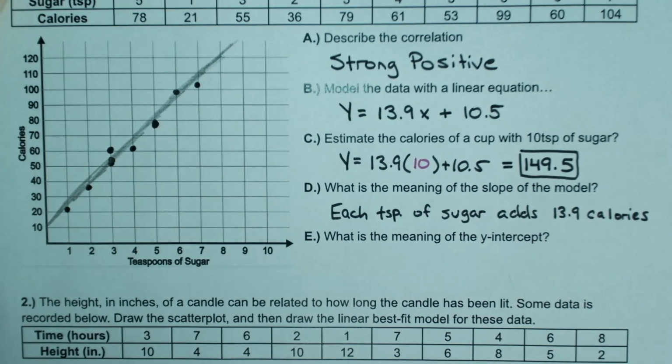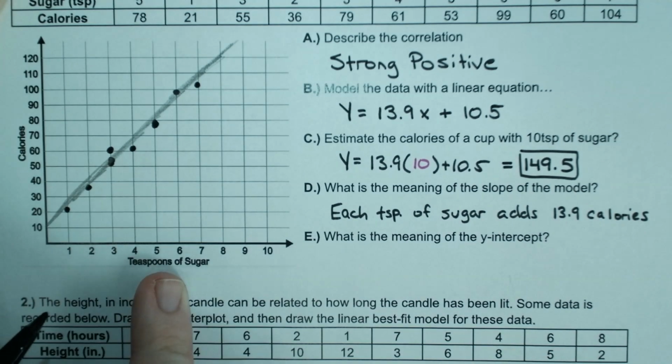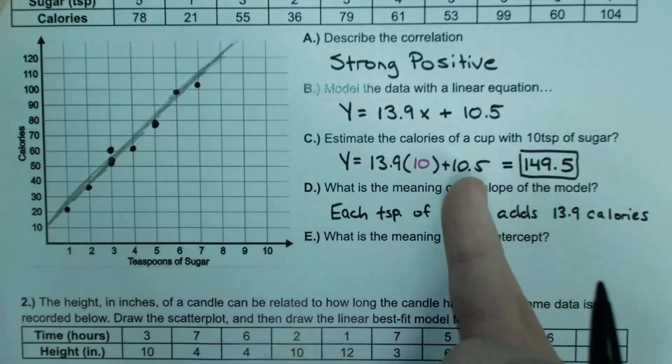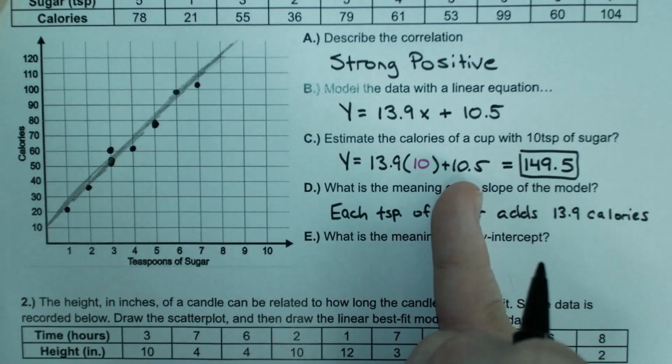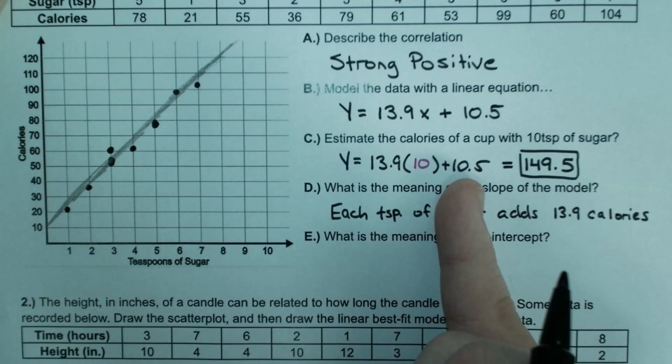The y-intercept is always your starting or initial value, and it just describes whatever happens whenever the x hasn't changed from 0. So, if there's 0 teaspoons of sugar, the y value is still 10.5. So it looks like without the sugar, the coffee still has 10.5 calories in it.